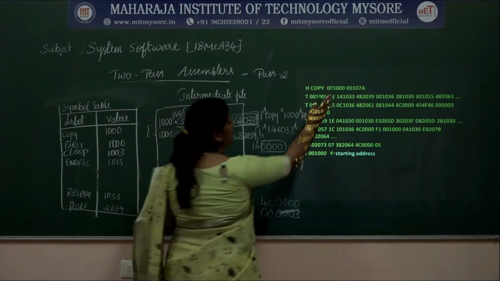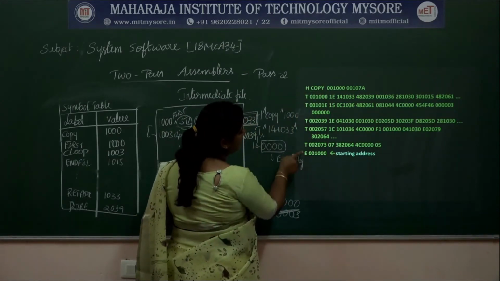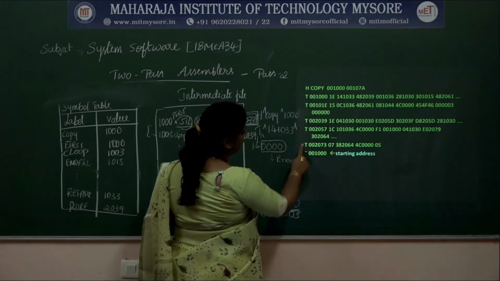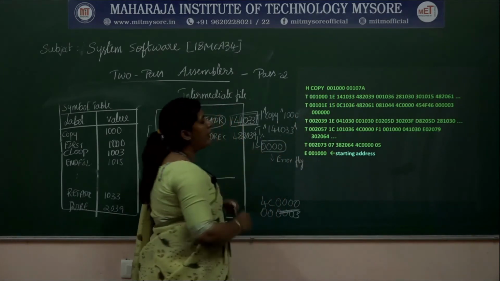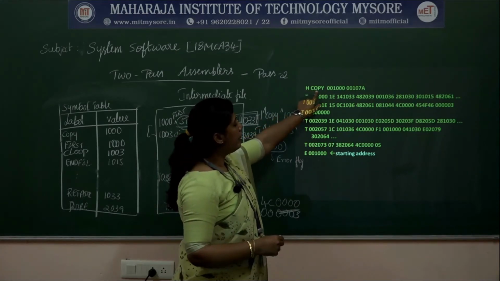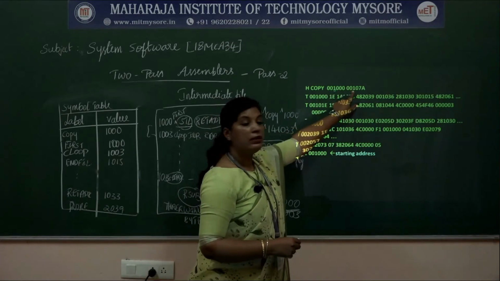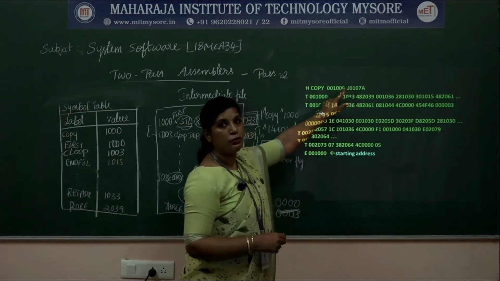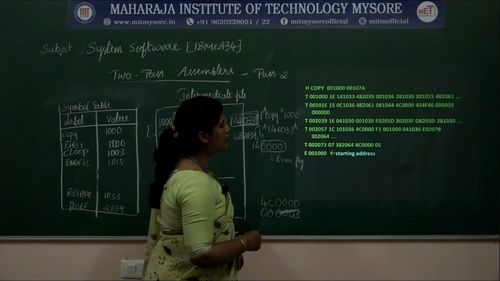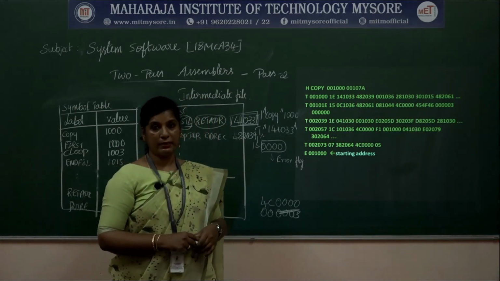You can observe that in this program there is one header record, one end record, and 5 text records. The header record has the first column H, then the program name, COPY, the starting address, and the length of the program, that is 207A minus 1000, which is 107A, represented in 6 hexadecimal digits.